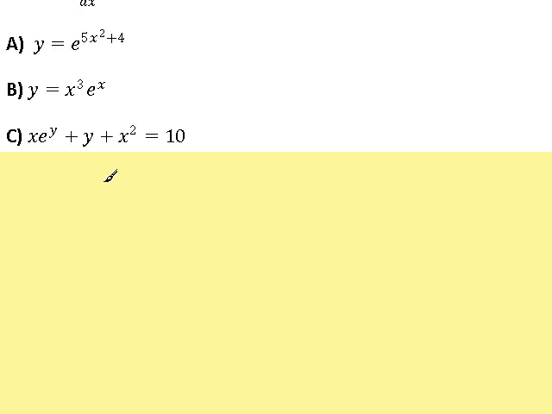In part C, we do implicit differentiation. All right, so first let's take the derivative of this term, and that's going to be a product rule. So we have the first times the derivative of e to the y, which would be e to the y, y prime, plus the derivative of the first, the derivative of x is 1, times the second. Okay, so all this is the derivative of the first term. Now let's go to the derivative of y. That would be y prime. The derivative of x squared is 2x, equal to the derivative of 10, which is 0.